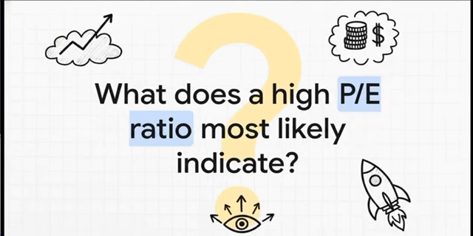Let's hit another direct practice question. Practice question 3. A high PE ratio most likely indicates A. Low growth, B. High risk, C. High growth expectations, or D. Low earnings quality. Remember, this exam heavily tests your interpretation skills. And the answer here is C. High growth expectations. Basically, the market is happily paying a premium today because they expect massive growth tomorrow.